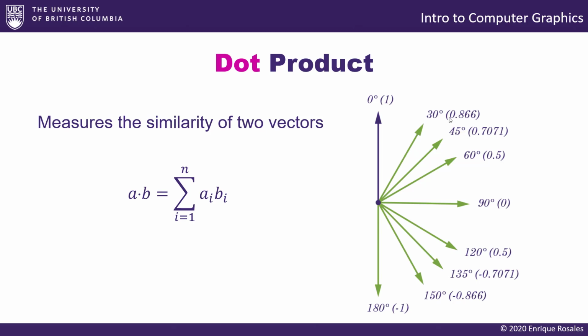So the things that you usually need to remember are that if they are exactly the same, it will be 1. If they are orthogonal to each other, 90 degrees apart, the result will be 0. And if the two vectors are opposite, they have 180 degrees between them, it will be -1. Of course, the same repeats on the other side.